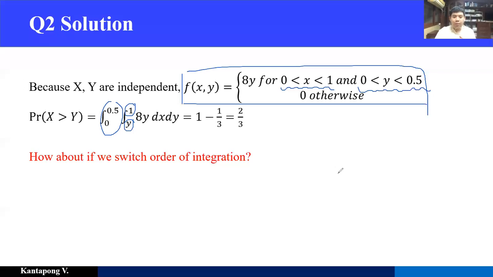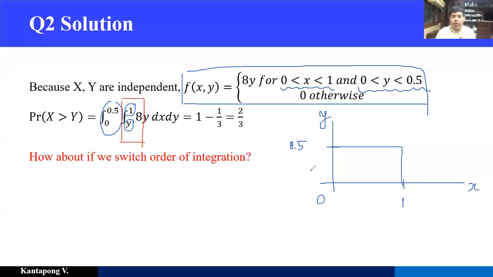So the order of integration. This question tested another trick, which is how do we come up with this order? The first thing we do on seeing this question is to draw a graph. This one is X, this one is Y. We're going to draw the support: X between 0 and 1, and Y between 0 and 0.5. The support is going to be like this. However, what we are interested in is X greater than Y.